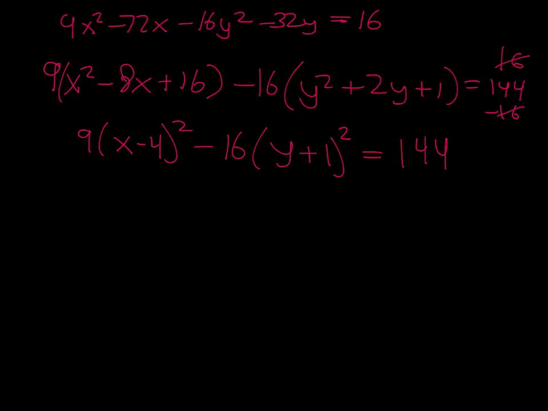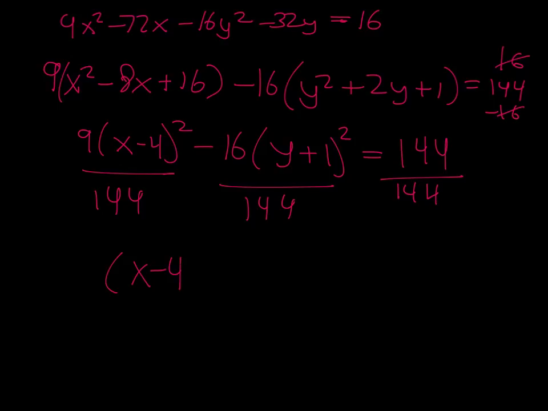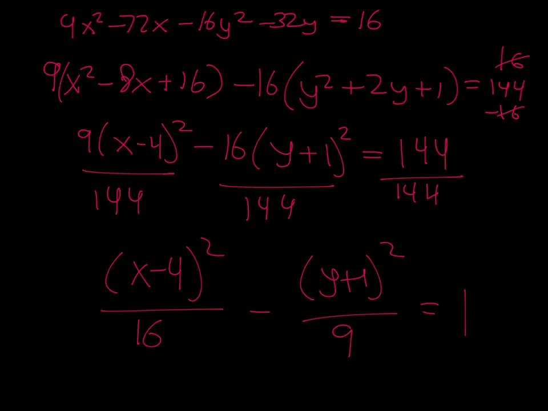And I'm going to divide everything by 144 to get it equal to 1. Okay, which will give me my final equation here. So 144 into 9, it's going to leave me with 16 on the bottom. So I've got x minus 4 squared over 16 minus, and then the 16 into 144, that'll leave me with 9 on the bottom, equals 1. Okay, so I've got my equation, and now we're going to graph it.